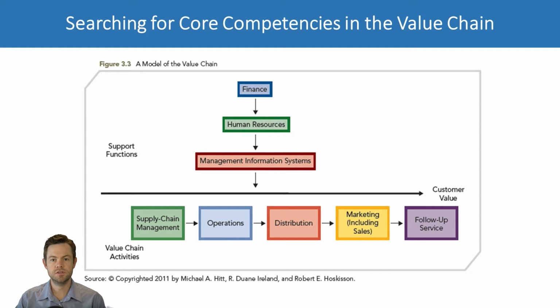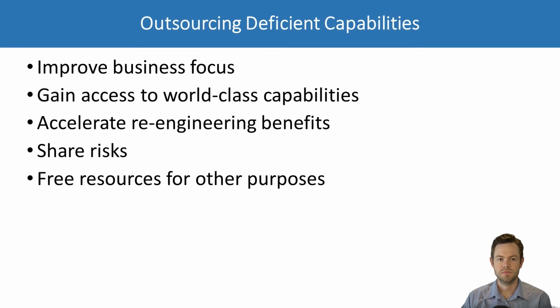It's also good to consider the entire value chain as you search for core competencies within your firm. Different firms are better at different things, and depending on your business model, certain parts of the value chain may be more valuable to your firm than another firm. So this is a good place to look for areas that your firm excels at. It's also a good place to find areas that your firm is not so good at. You can then outsource those deficiencies for a variety of reasons.